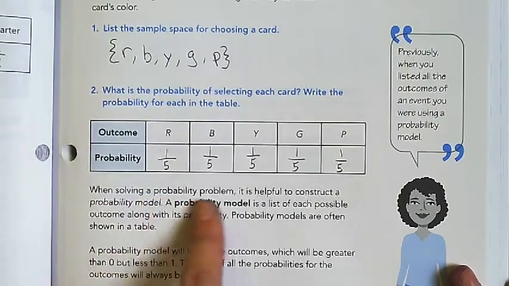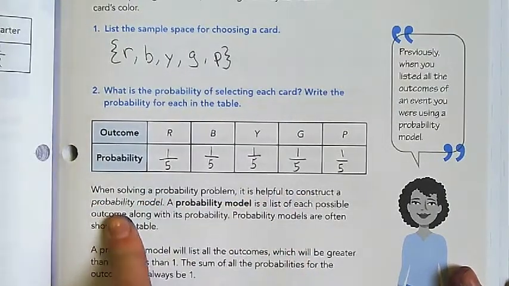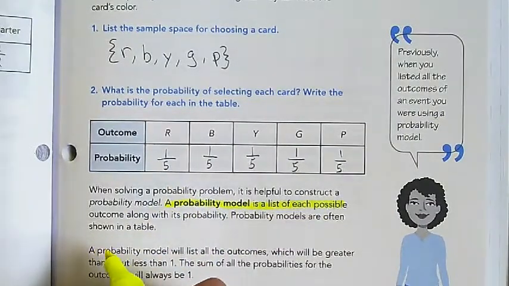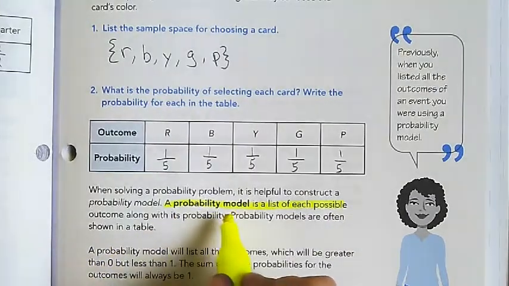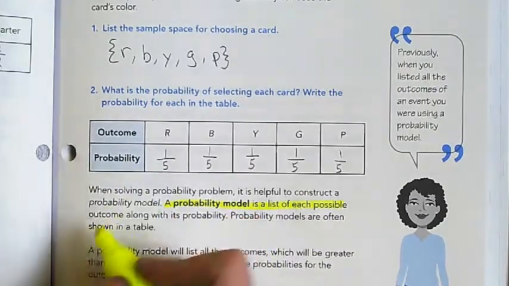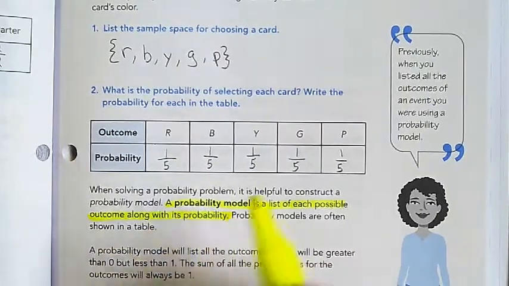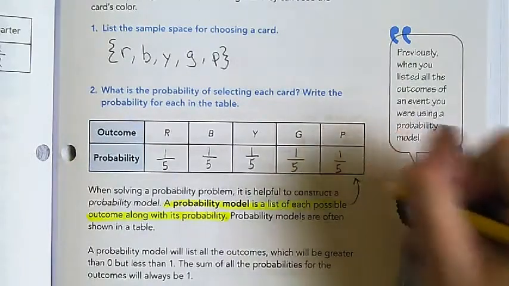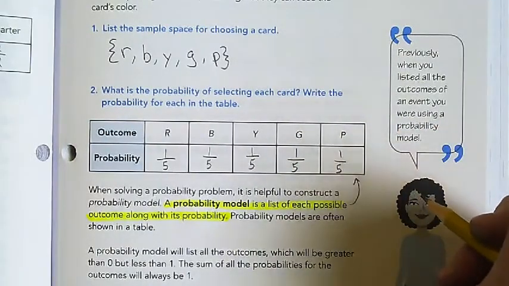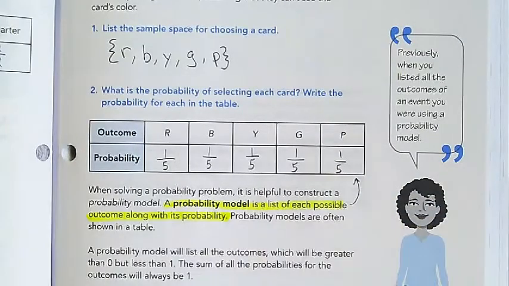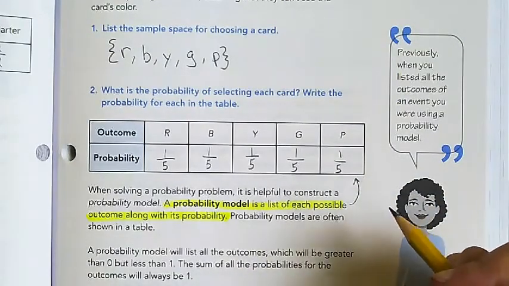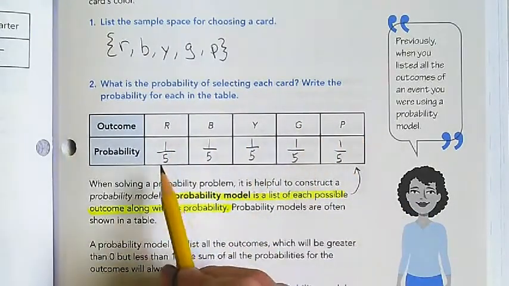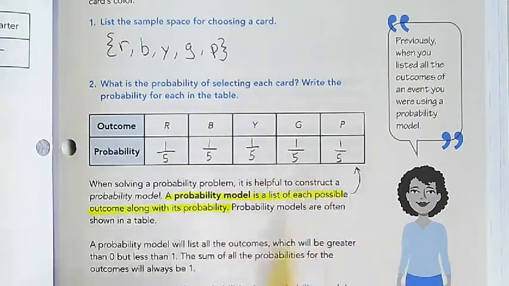When solving a probability problem, it's helpful to construct a probability model. A probability model, underline or highlight this sentence, because this is another one of our vocabulary words. A probability model is a list of each possible outcome along with its probability. So that's what we just created. It's just a helpful way to keep our probabilities organized. We have our list of outcomes and each outcome's probability.